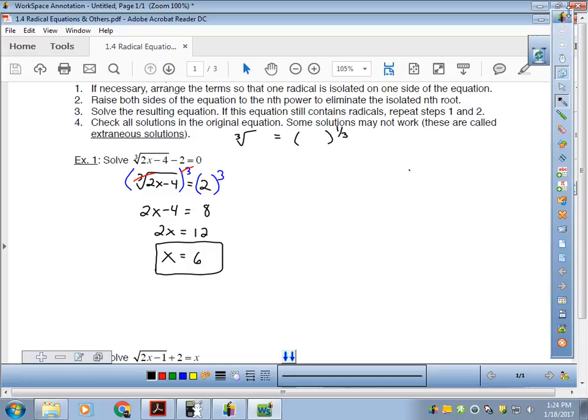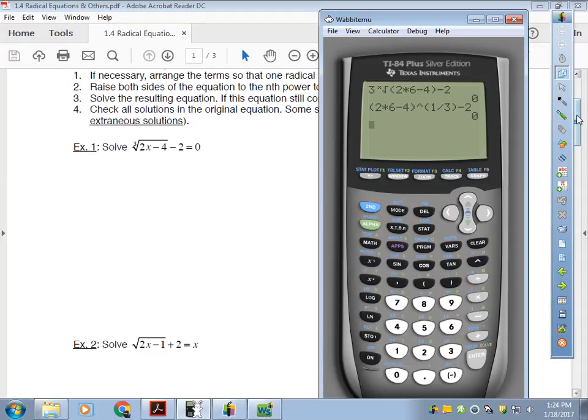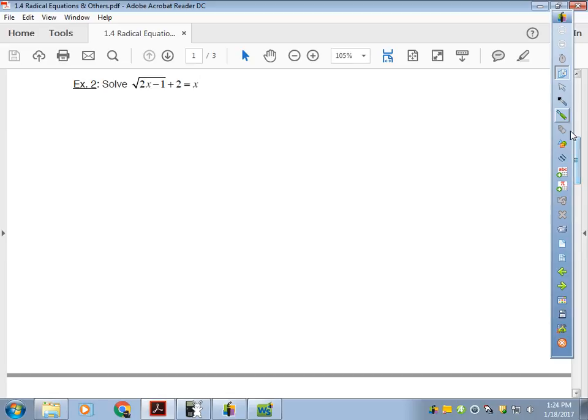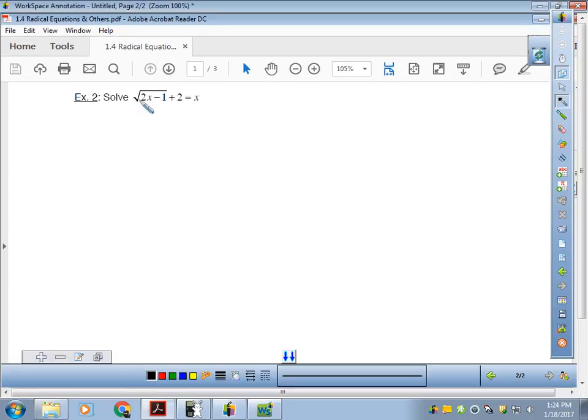All right. Example 2. Example 2 asks us to solve the square root of 2x minus 1 plus 2 equals x. This does have a radical in it, so it is a radical equation. The radical is not isolated, though. There is this plus 2 at the end. So I need to take the plus 2 and move it over to the other side.